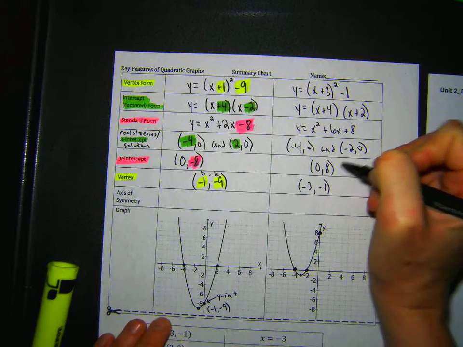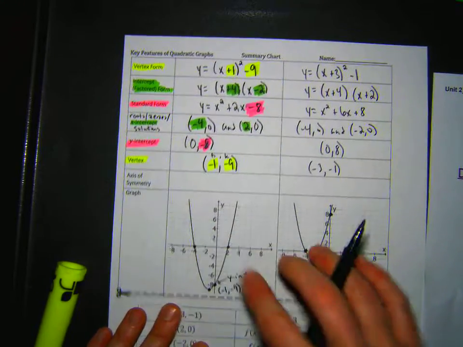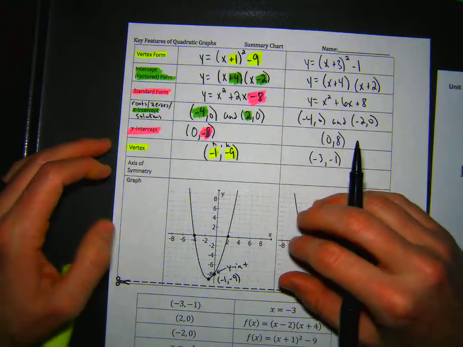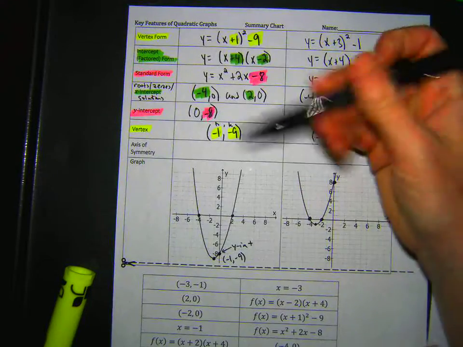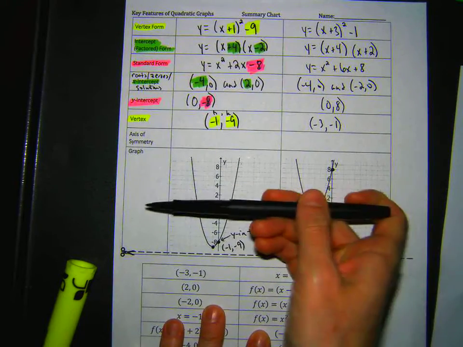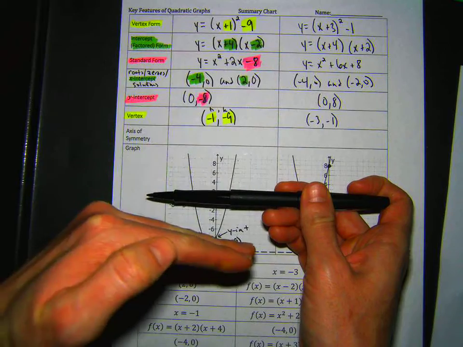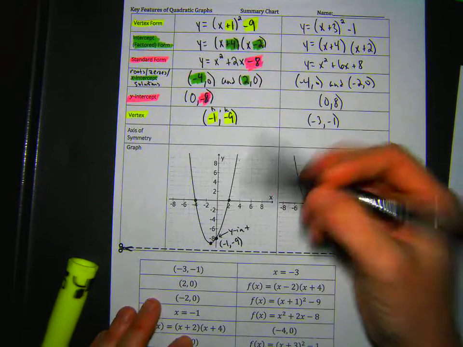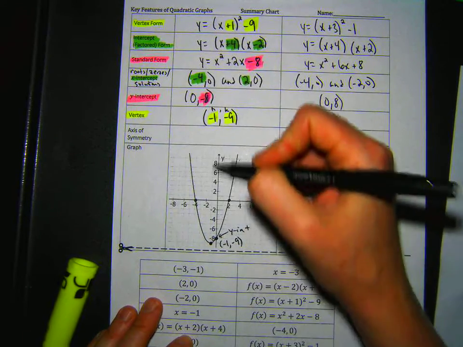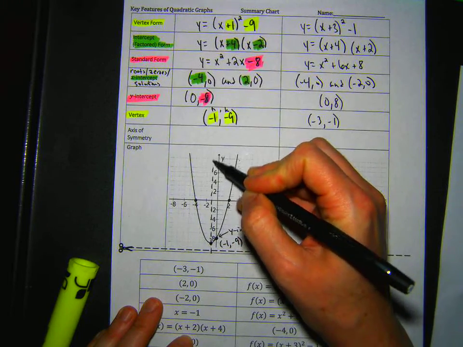The key feature that we're going to talk about is the axis of symmetry. An axis of symmetry is a line that cuts the parabola in half. You don't want to cut it this way, because if you have a line of symmetry this way, the top is not a mirror image of the bottom. So you want to find the center of the parabola, which is going to go through the vertex, because the vertex is at the center.